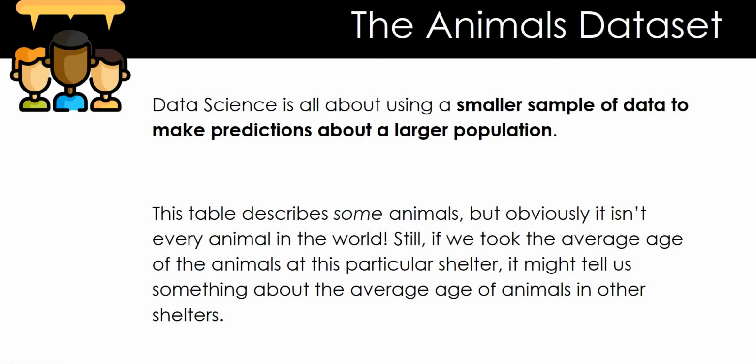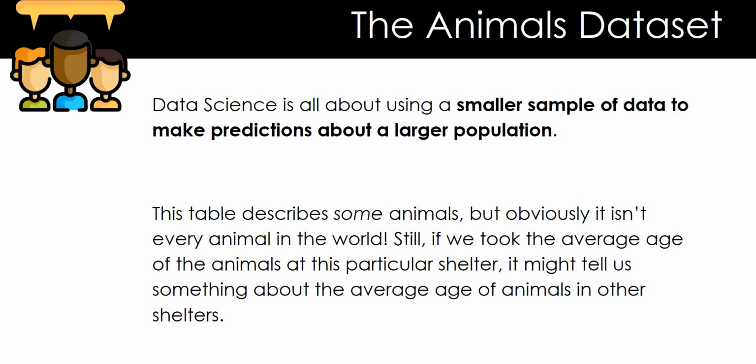So we're going to explore the animal data set in order to better understand data science, and it'll start us out in our coding as well. The goal of data science is using a smaller sample of data to make predictions about a larger population. This table, the animal data set, isn't for every animal in the world, but if we took the average age of the animals at this particular shelter, it might tell us something about the average age of animals in other shelters.